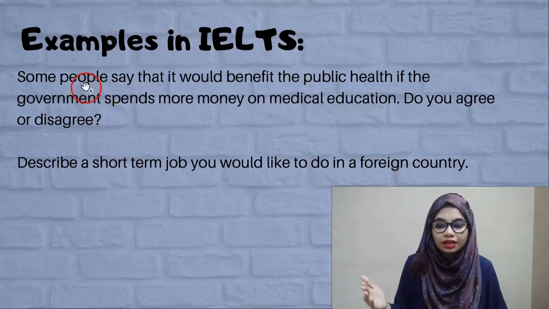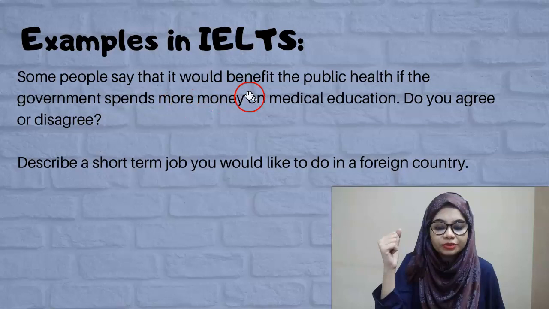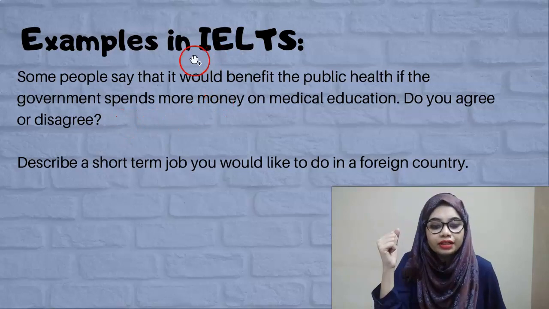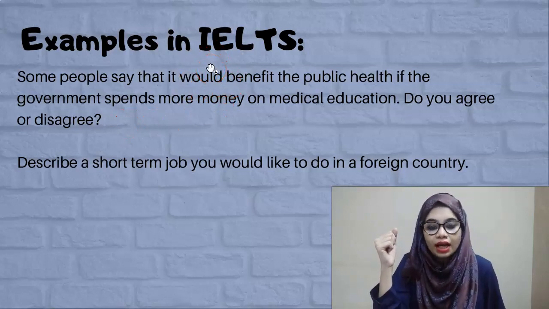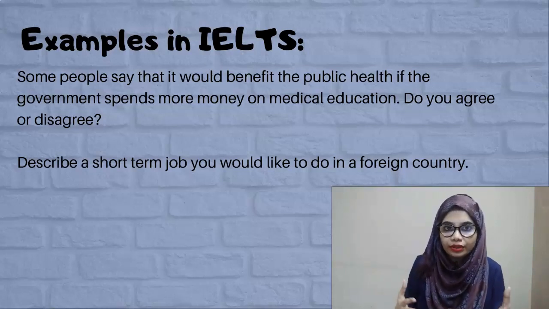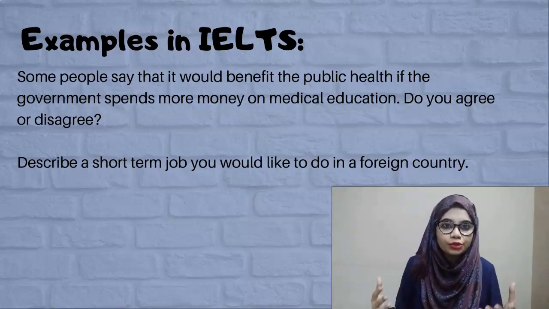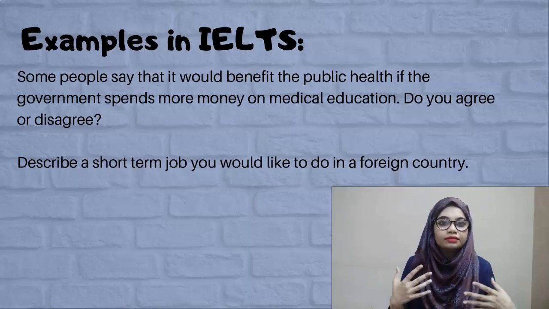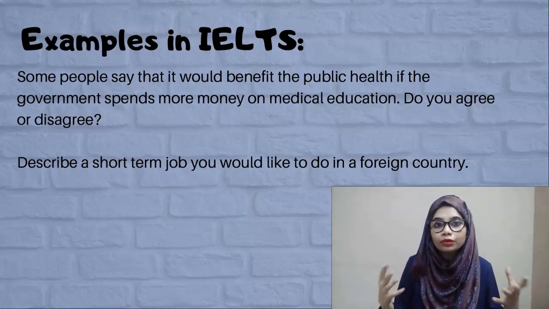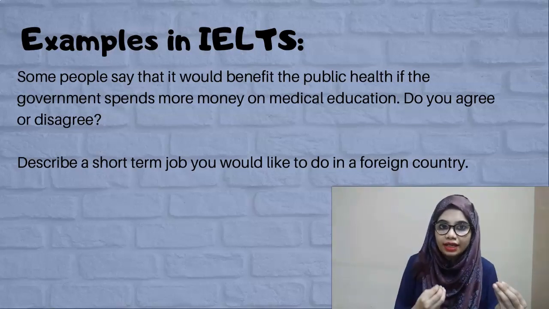Examples in IELTS. So the first example is of Writing Task 2. Some people say that it would benefit public health if the government spends more money on medical education. Do you agree or disagree? So here we have used the modal verb would, and you need to understand what would means in order to understand the question. Now, it might be in some cases that you will just assume that it means will, and in some cases that would work, but that would not work every time, as you would not know how to use the word would in your essay.